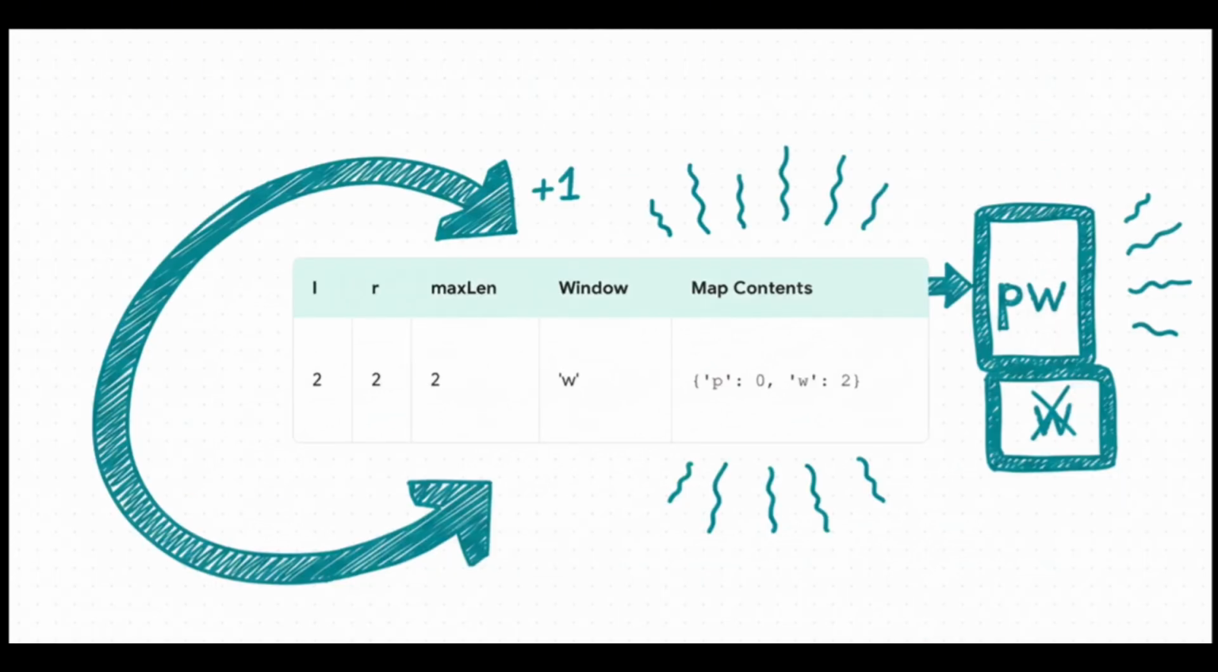And here's that jump in action. Our map tells us the old W was at index 1, so our left pointer leaps forward to index 2. Now notice what just happened. We didn't just throw away the P. We instantly created a brand new valid window, just W, all in a single step. We avoided all that wasted rechecking.